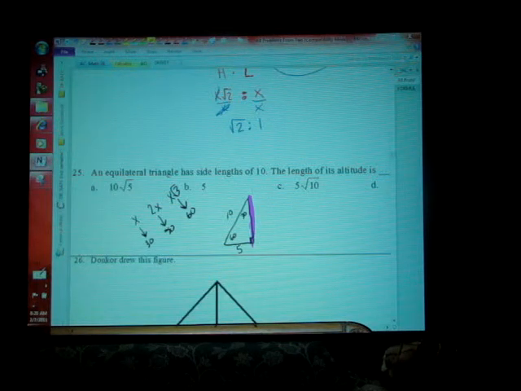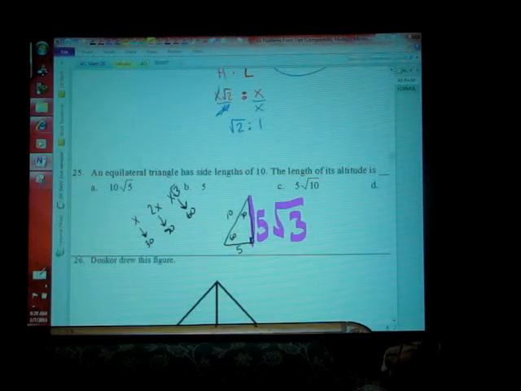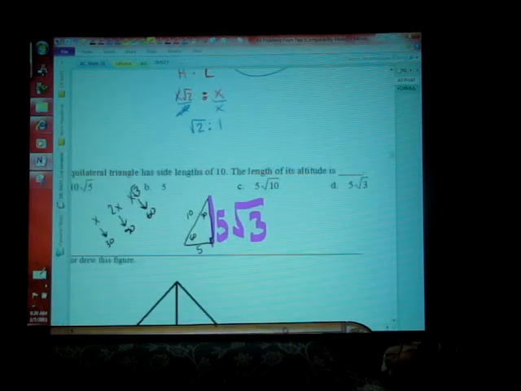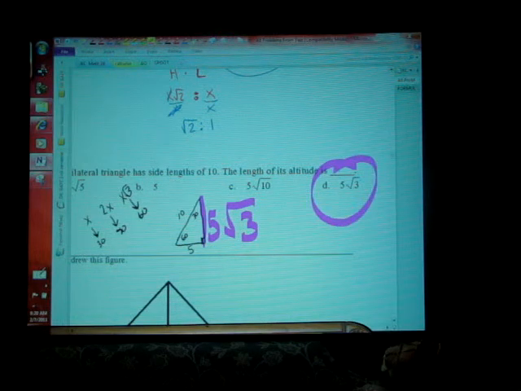Which one is x? What number on the side length is x? If you look opposite 30, because that's where you're supposed to look, it's 5. So the one opposite 60 should be 5 square root of 3, according to those ratios. So 5 square root of 3, that's the altitude, and if you look, D is the answer.